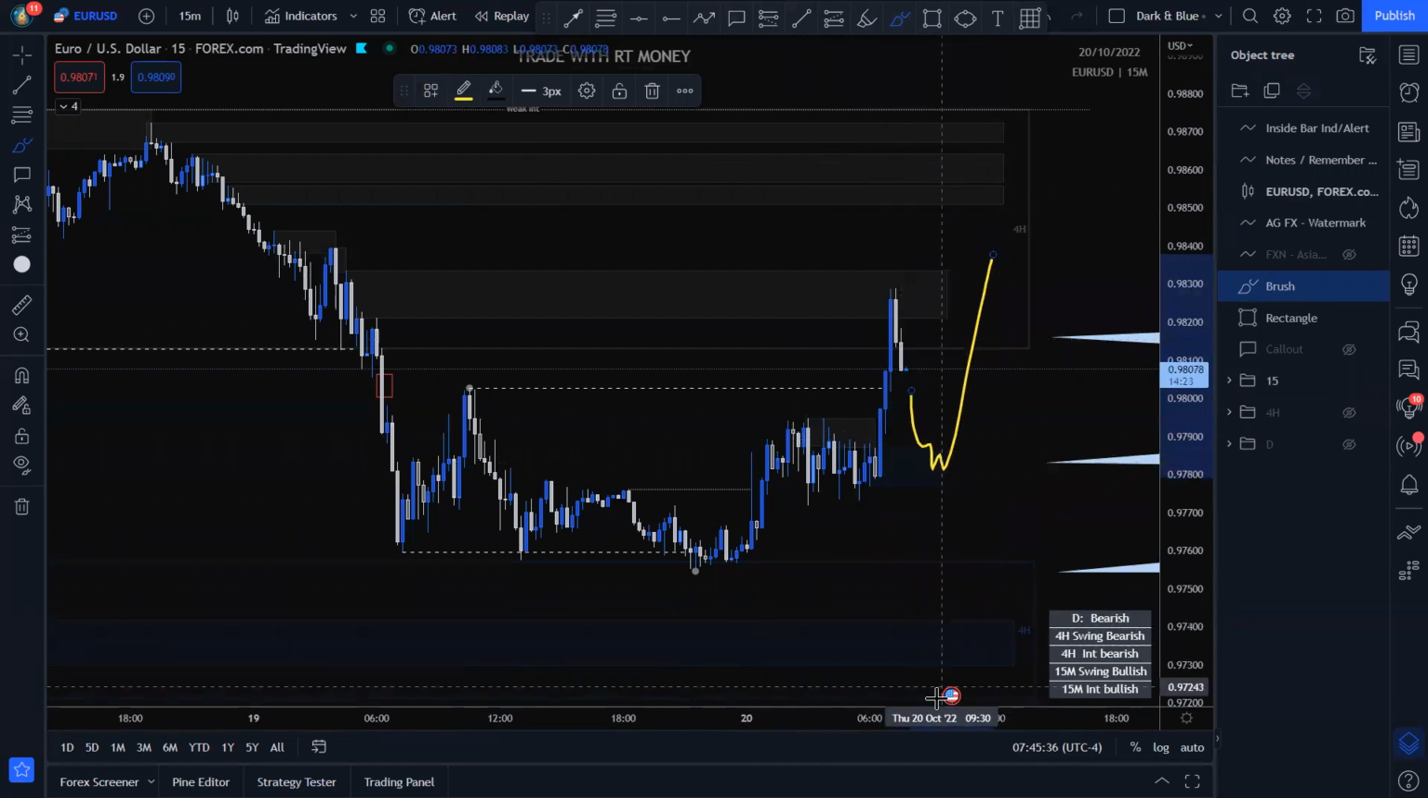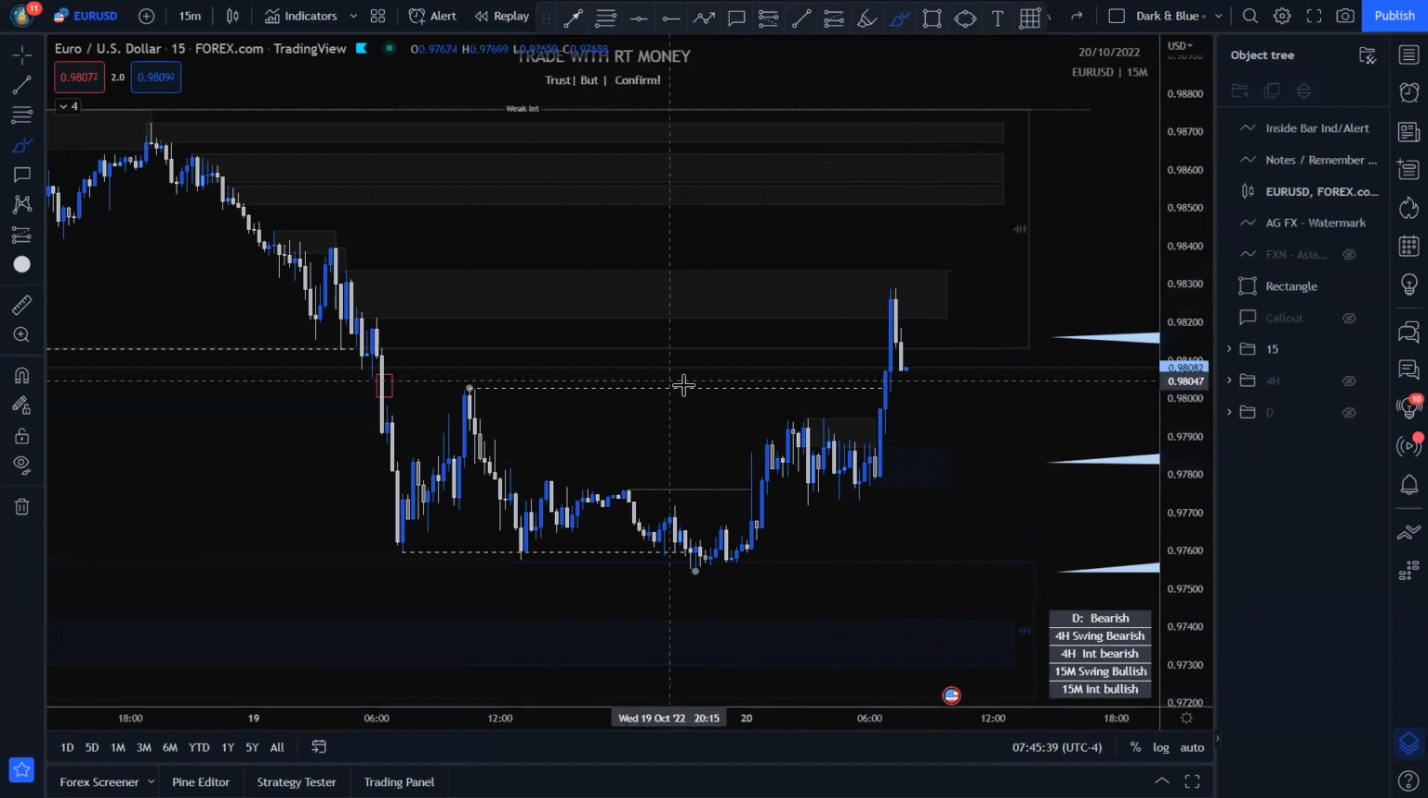I think buys are permitted here, but we're going to bear in mind that the overall trend is bearish. The daily is bearish. The 4-hour swing structure is bearish. The 4-hour internal structure is bearish. So we're going to keep that in mind. Now we have a bullish swing on the 15-minute swing structure and internal structure.